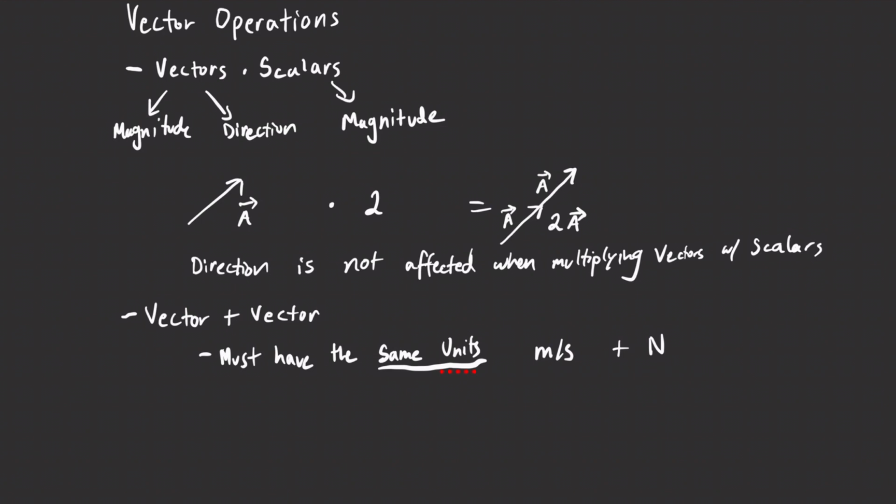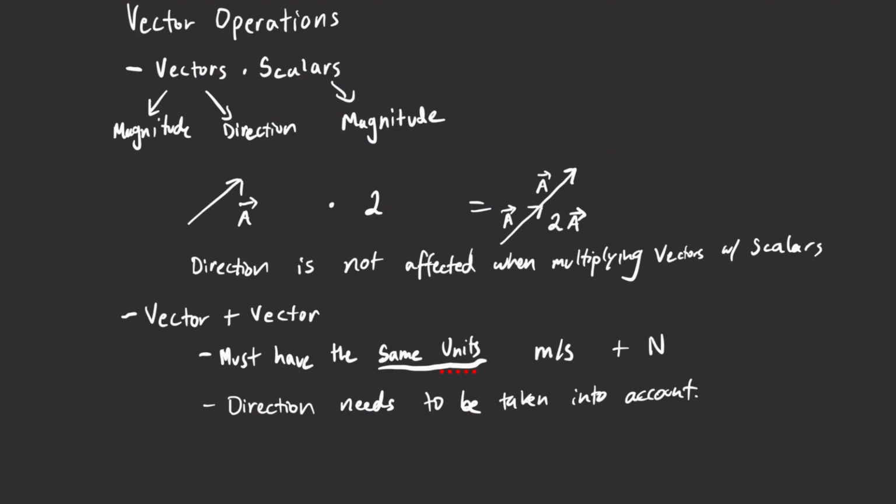The other thing we need to be aware of is that, unlike vectors and scalar operations, we need to take direction into account. Direction needs to be taken into account. Because, unlike before with vectors and scalars, two vectors now each have their own directions that need to interact with each other.